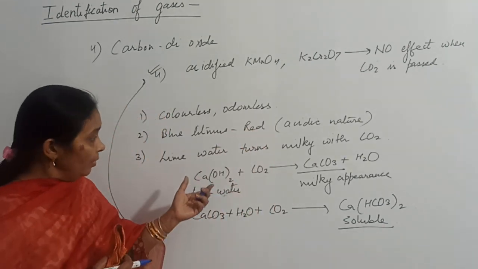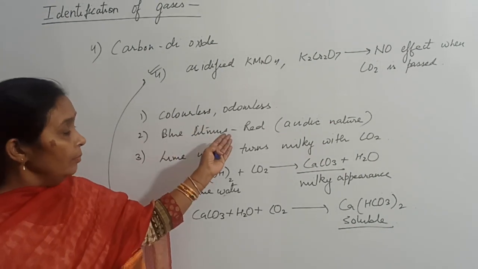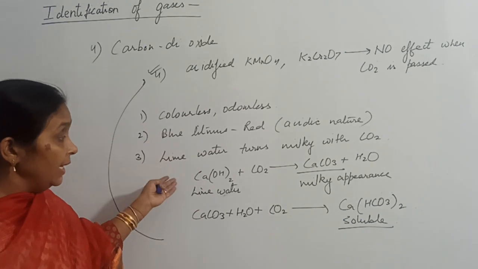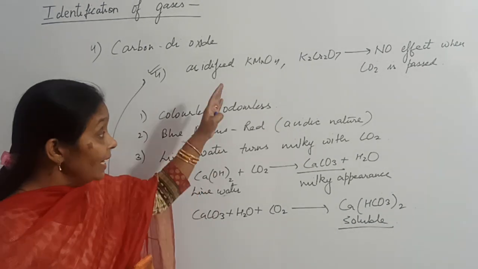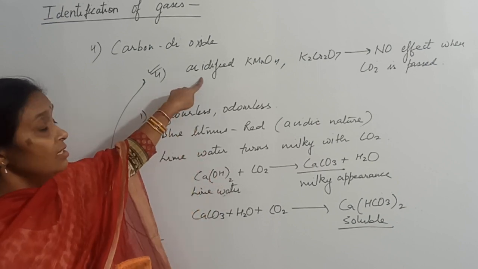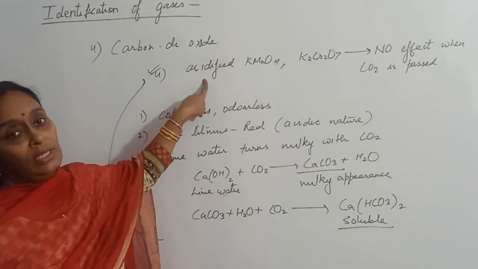Today you just remember this: colorless, odorless, turns blue litmus red, acidic nature of carbon dioxide, and the lime water test of carbon dioxide. These are all similarities with sulfur dioxide. This test is dissimilar, so this test is used to differentiate between carbon dioxide and sulfur dioxide.